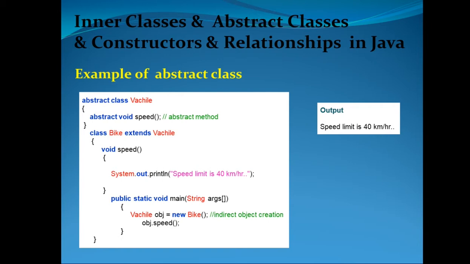After that, a Vehicle class object is created, and after that it calls the function void speed with the help of the object, and then the output would be: speed limit is 40 km per hour. So this is the example of abstract class. Please note this example.